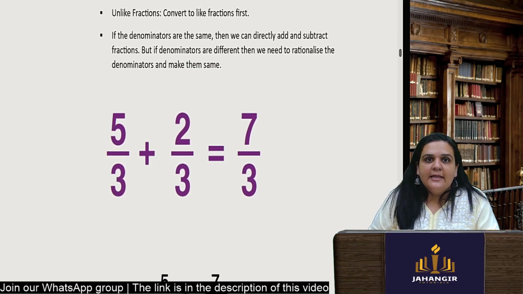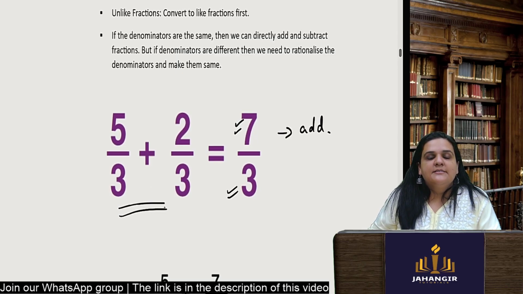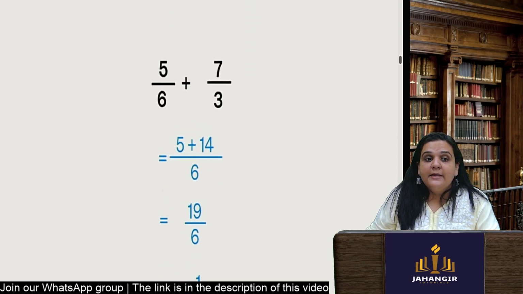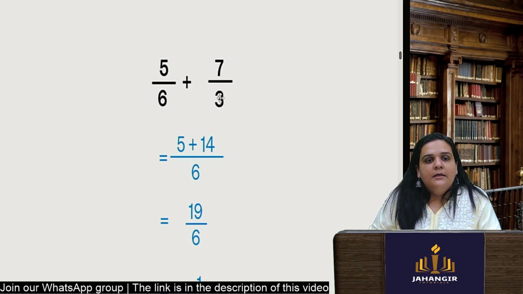Now see this. These are like fractions, 5 upon 2, 2 upon 3. So directly I will just do 5 plus 2, 7, divided by 3. It became very easy for me to add, because both the denominators are the same. Right? But if the denominator is not the same, I will have to make it the same. How will I make it the same? 6. This 3 I can make 6, no? 3 twos are 6. So even the numerator I will have to multiply. So simple, I will get 5 plus 7 twos are 14 upon 6. It will be 19 upon 6.